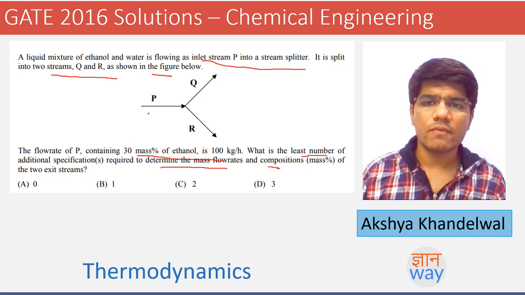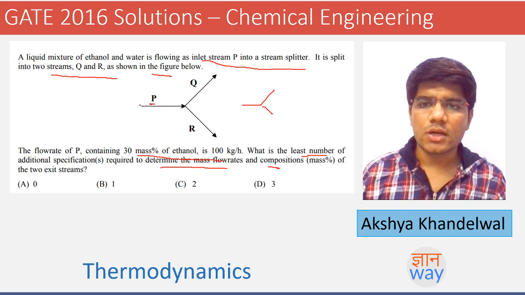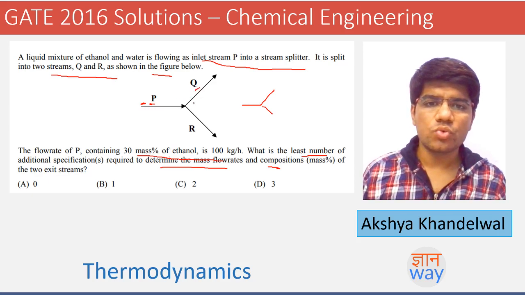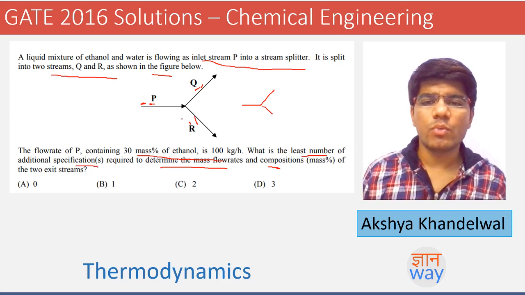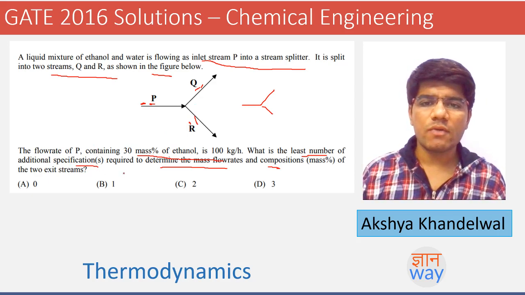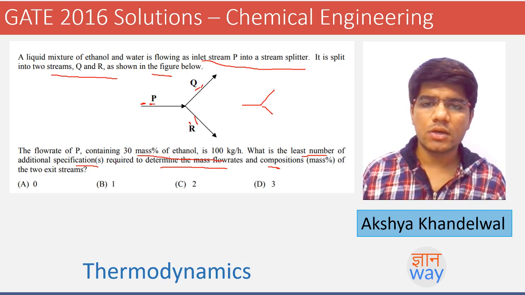So we are given this kind of phenomenon in which a stream is splitting, the flow rate of P is given, it contains 30% ethanol, and we need to find the mass flow rates of Q and R and the compositions of both of them. So we are asked how many additional specifications we require in order to find all these values. So how can we find the composition and mass flow rates of Q and R?